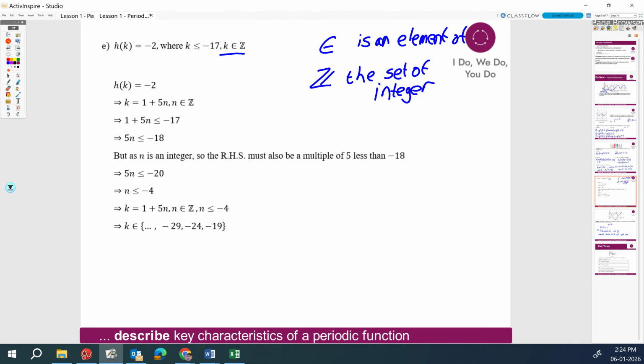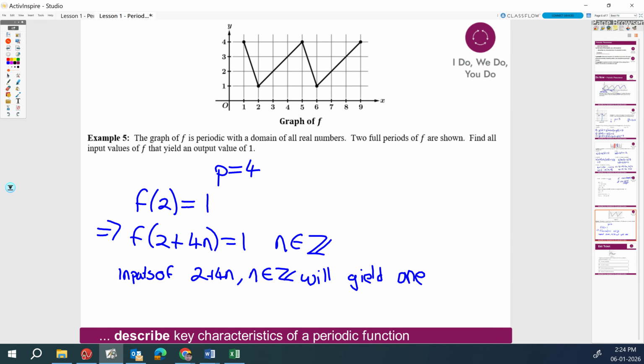This symbol here means is an element of. This symbol, the double stroke Z, is the set of integers. In this particular case, they can be positive or negative. If you wish them just to be positive integers, you put a little plus sign.